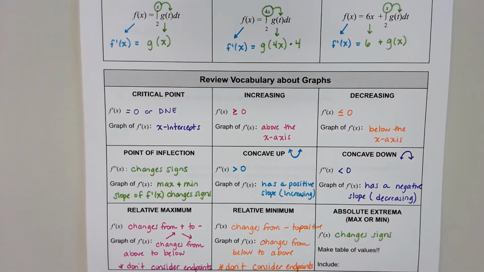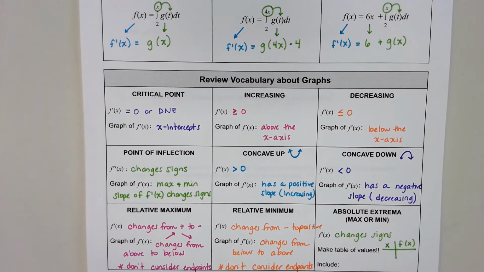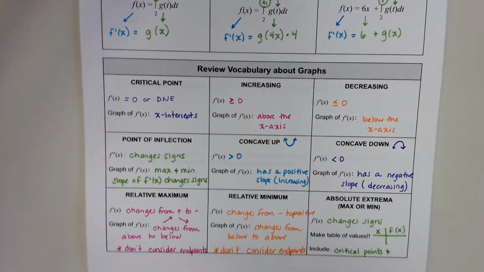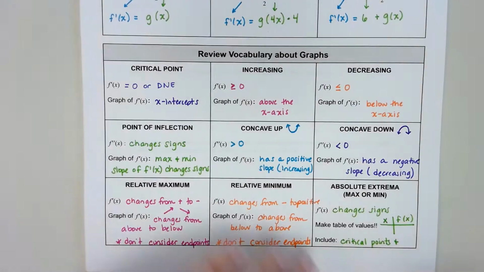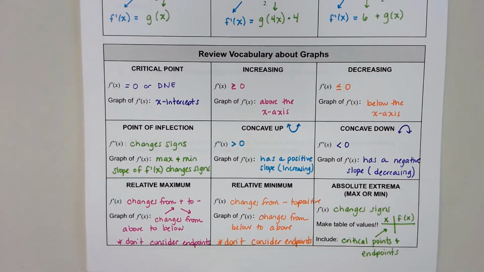The only way to determine what the absolute extrema are is to make a table where you have your x values and you have your y values, and you actually pick out which one's the biggest and which one's the smallest. In this table, you need to make sure to include the critical points and the endpoints. So this is why it's important to know when you consider endpoints and when you don't, because this is an example where you do consider the endpoints as x values in your table.